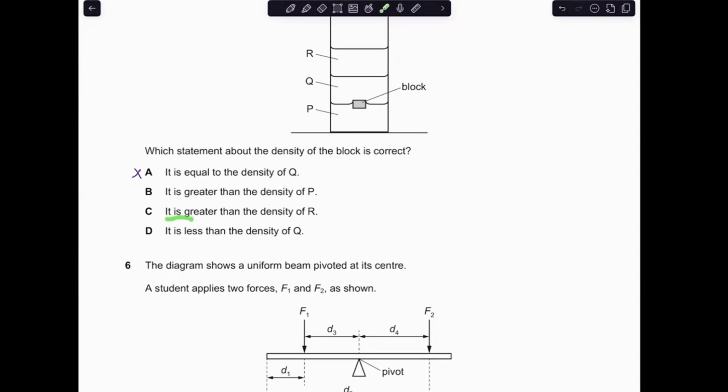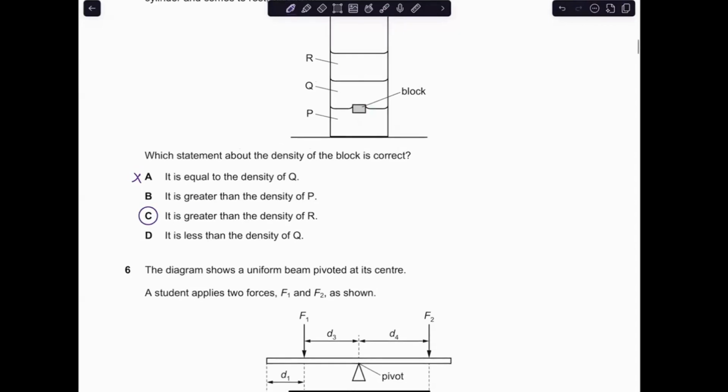What about C? It is greater than the density of R. Is it greater than the density of R? R is this one. And the block does not settle here. It goes lower. It doesn't settle here. It then settles somewhere here. So yes, it is greater than the density of R. And that is exactly why it's sinking. It's going all the way through the first liquid R and then comes down and settles here because the density is greater than R. If the density had been less than R, it would have just floated somewhere here.